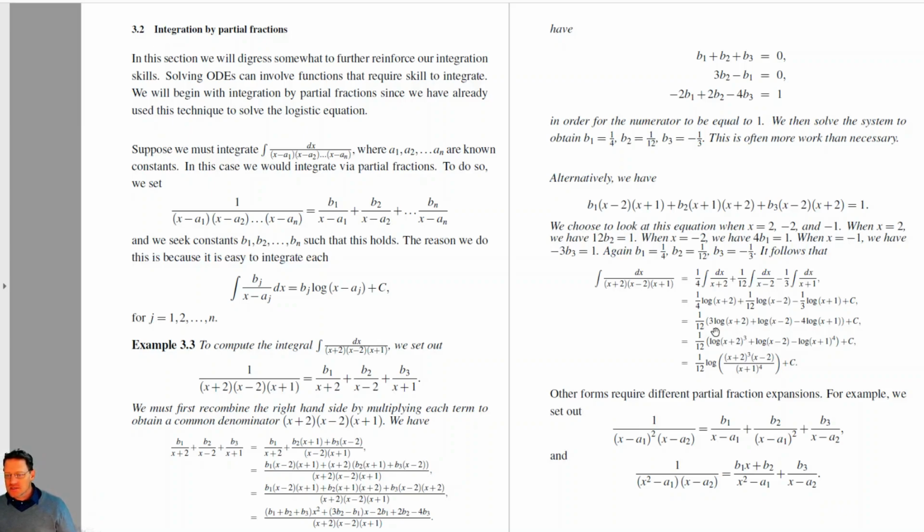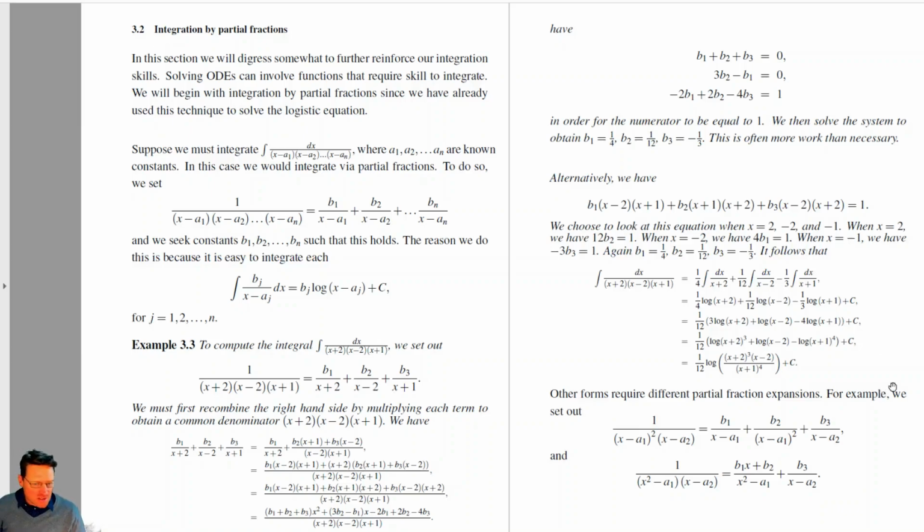Now there's a log rule that says I can place the coefficients in front of the logs as exponents inside the log. And then after I do that, I can use a log rule that says the sum of the logs is the log of the product. And the difference of the logs is the log of the quotient. So I've used 2 log rules here to express this as 1/12 natural log of this quotient of these polynomials, (x+2)^3 times (x-2) all over (x+1)^4. And then plus our constant of integration.